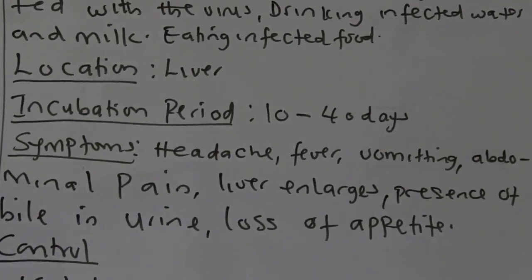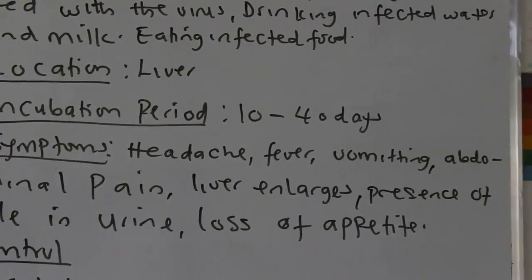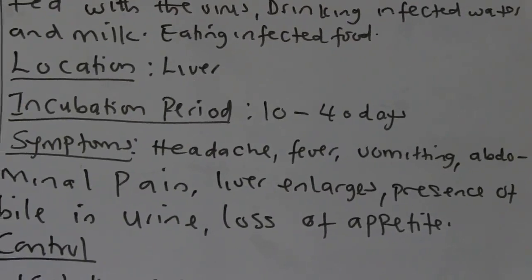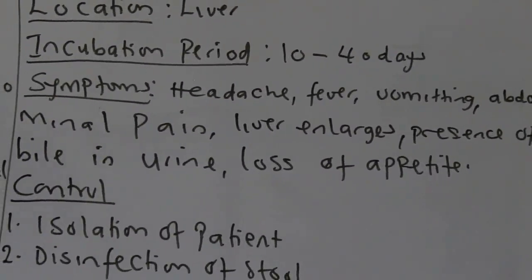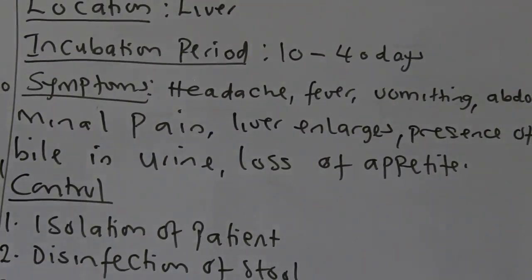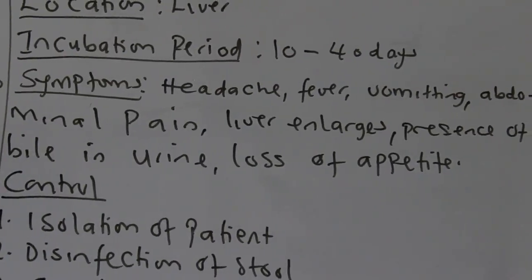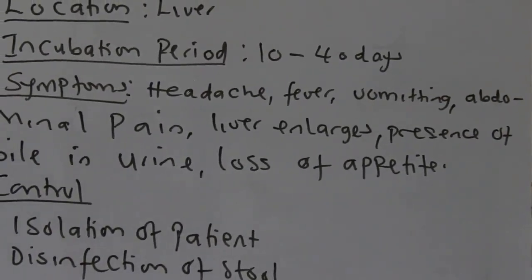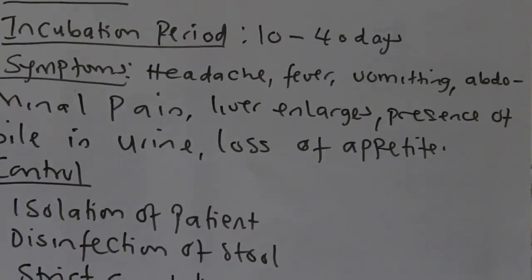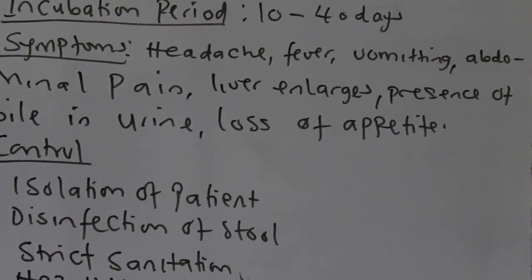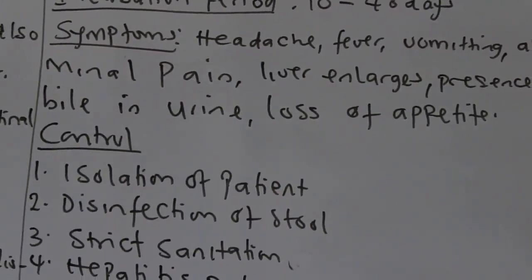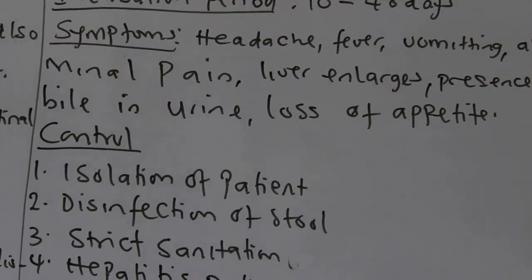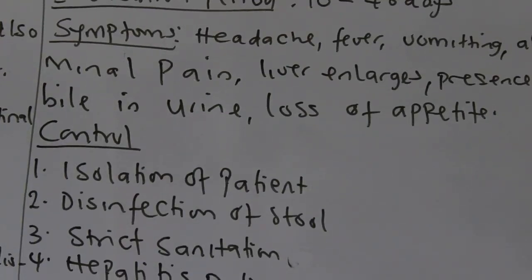The individual begins to manifest the symptoms of infective hepatitis. And also, we see the symptoms include things like headache, the individual will have fever, also experience vomiting, abdominal pain, the liver will enlarge, and then we have presence of bile in the urine. Bile is usually excreted or stored in the bile duct, but in patients that have infective hepatitis, you see presence of bile in their urine, and also we have loss of appetite. The individual will not have appetite to consume food, and that will also lead to emaciation or loss of weight. And then after that, we now move down to the control.